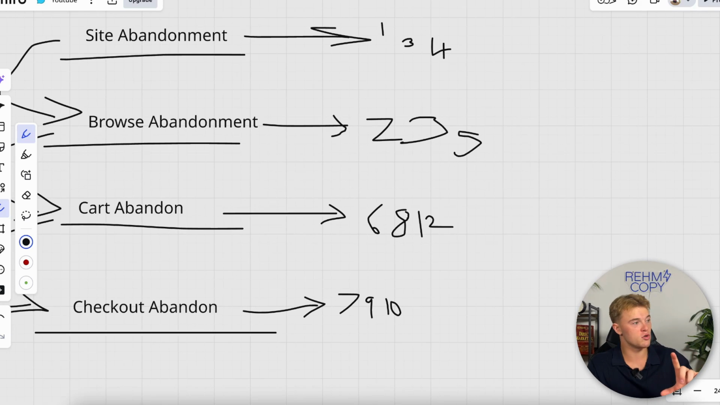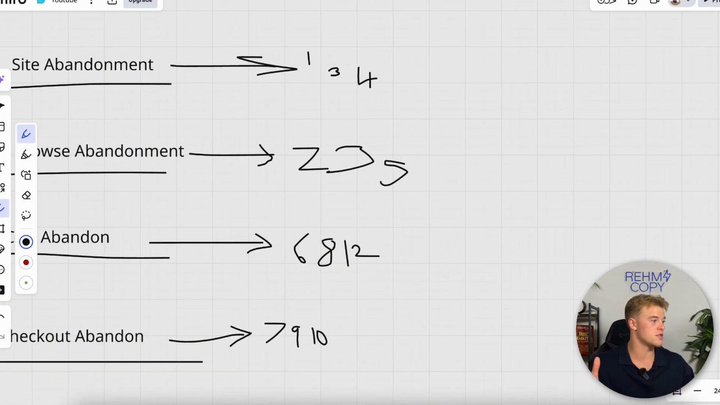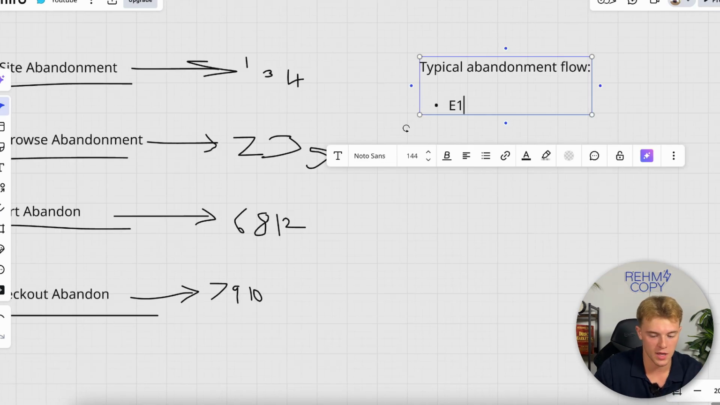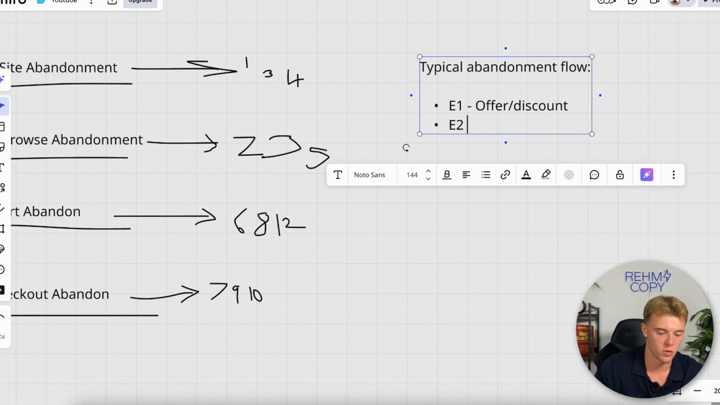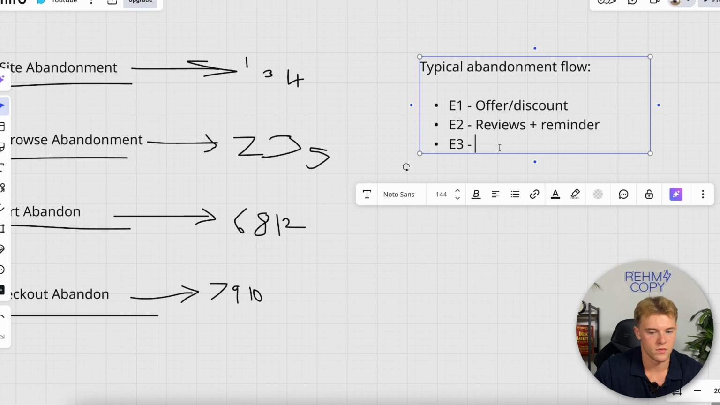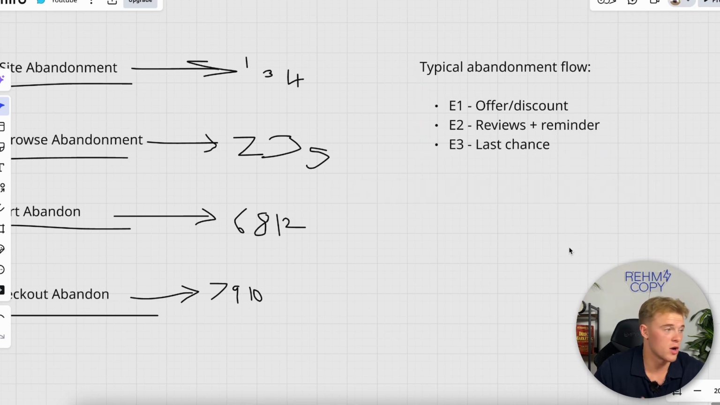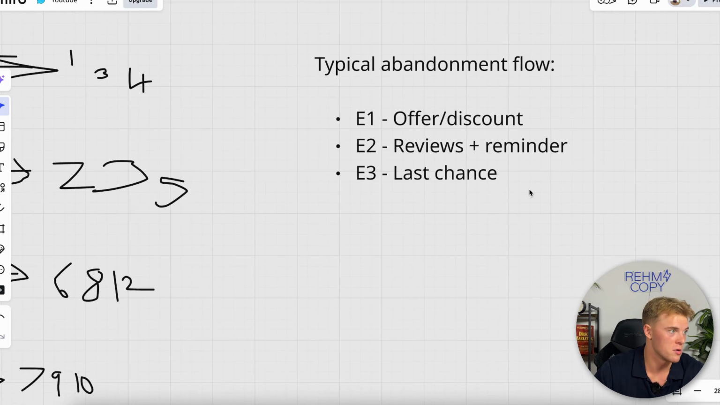Now, the mistake a lot of brands and companies make in their abandonment email flows is that they don't even speak to these objections. Instead, they'll do something like this. Email 1 will be an offer or discount. Email 2 will be some reviews with a reminder about the discount. Then email 3 will be just a last chance for the discount. And honestly, most of the time they'll just end it there. It'll be as basic as that.